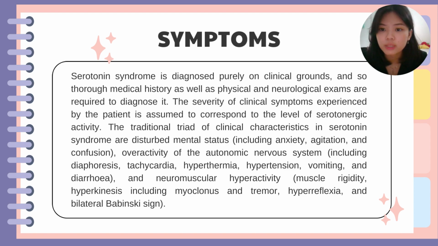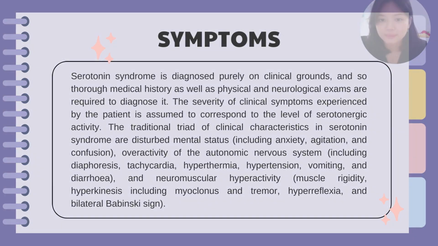The first one is disturbed mental status, including anxiety, agitation, and confusion. The second one is overactivity of the autonomic nervous system, including diaphoresis, tachycardia, hyperthermia, hypertension, vomiting, and diarrhea. And the last characteristic is neuromuscular activity, including muscle rigidity, hyperkinesis, including myoclonus and tremor, hyperreflexia, and bilateral Babinski sign. That's all from me.